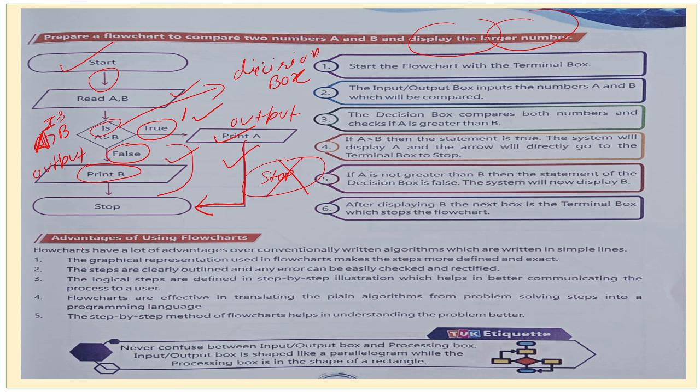What are the advantages of a flowchart? It is a graphical representation used in a flowchart, which makes the steps more defined and exact. The steps are clear and outlined, and any error can be easily checked. You can find any error in a very easy manner or you can rectify it. The logical steps are defined in step-by-step illustrations, which helps in better communicating the process to a particular user. So flowcharts are very effective in translating the plain algorithm for solving any kind of problem step by step. The step-by-step method of a flowchart helps in understanding the problem in a better manner. Nothing else. Clear?